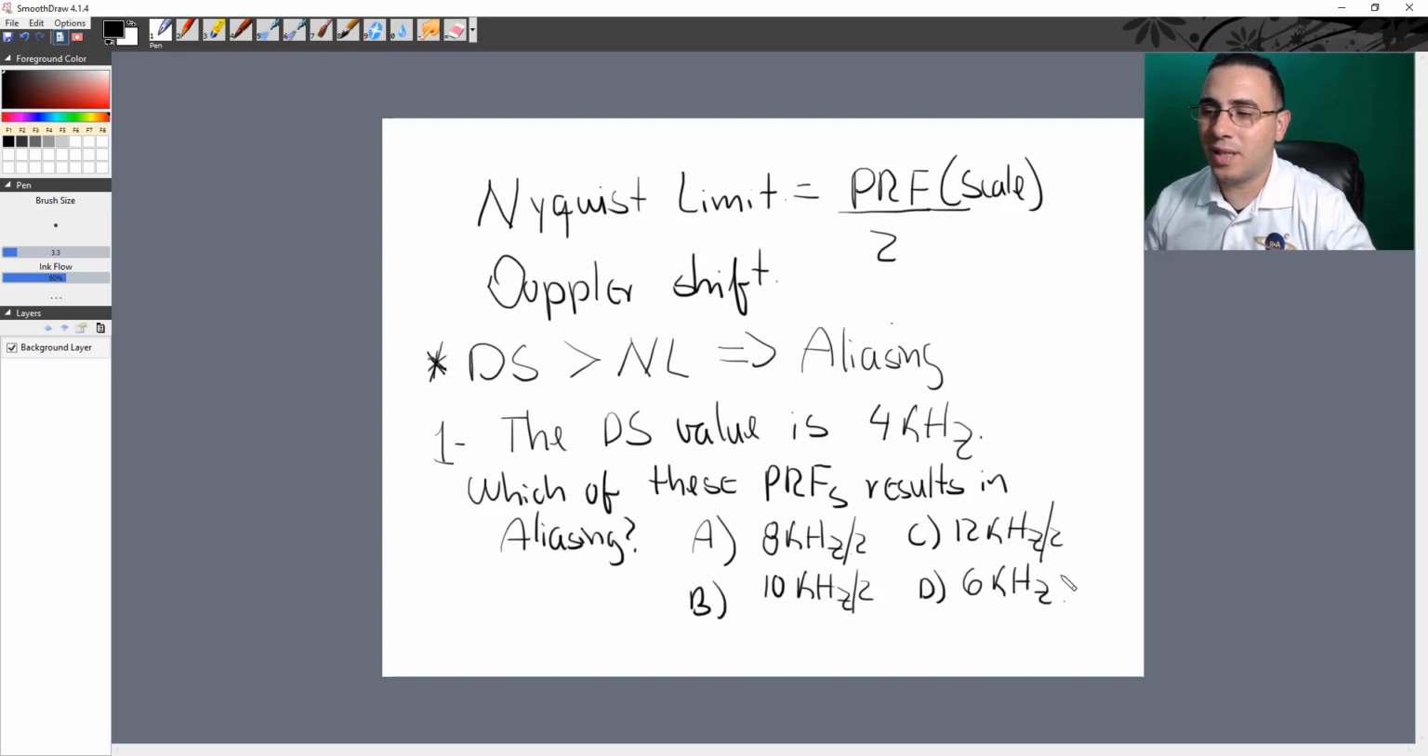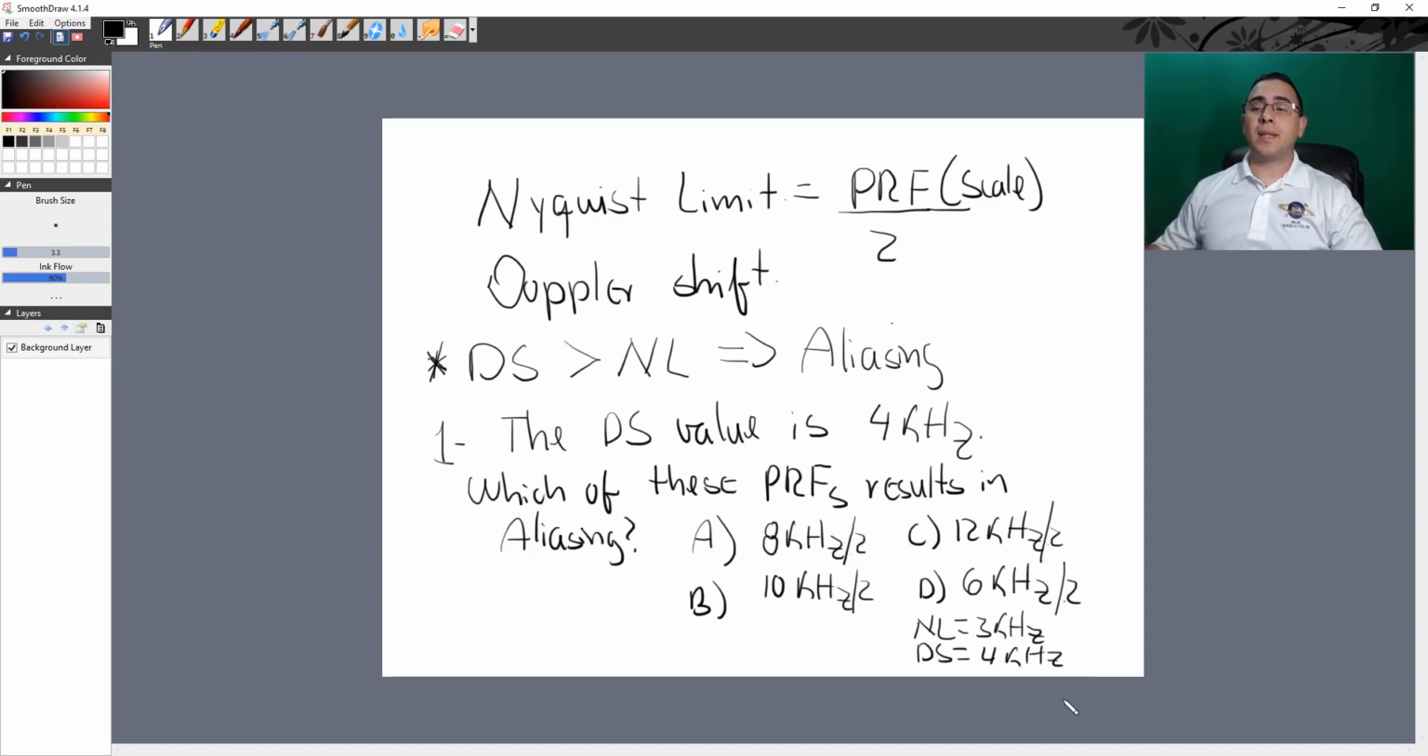So of course the answer has to be D. 6 kilohertz, that's the pulse repetition frequency divided by 2. It will give you 3. So the Nyquist limit here is 3 kilohertz. And the Doppler shift that I'm giving to you is 4 kilohertz. And then you ask yourself, is the Doppler shift greater than the Nyquist limit? Of course it is. 4 is greater than 3. So the answer has to be D. All right, that's a perfect example to understand aliasing, but I'll give you another one.